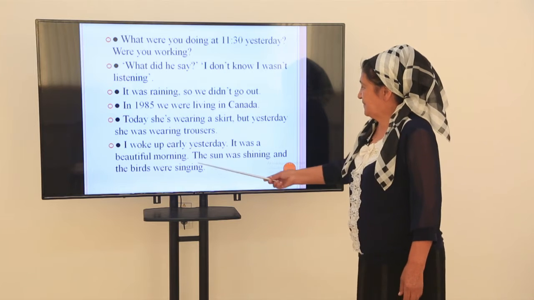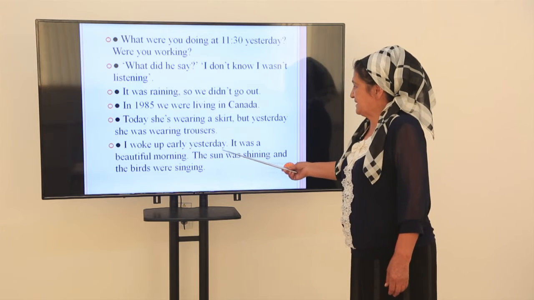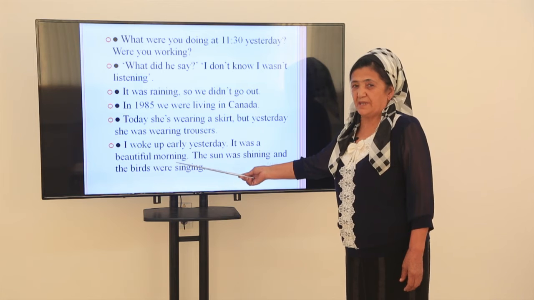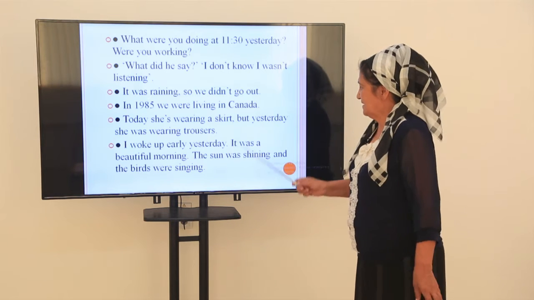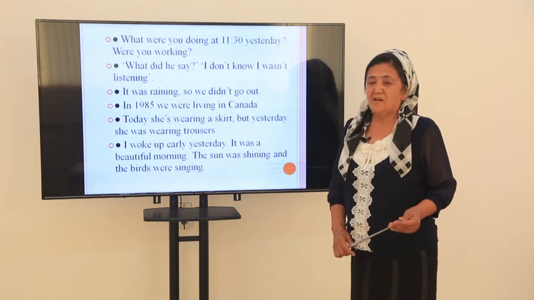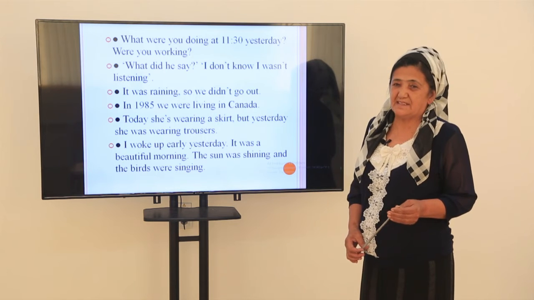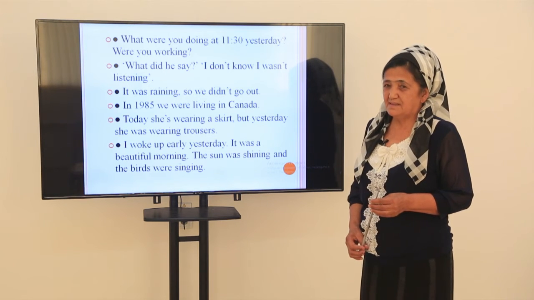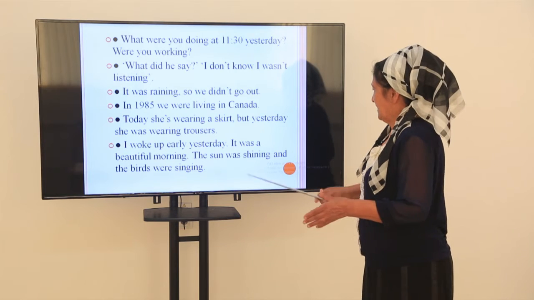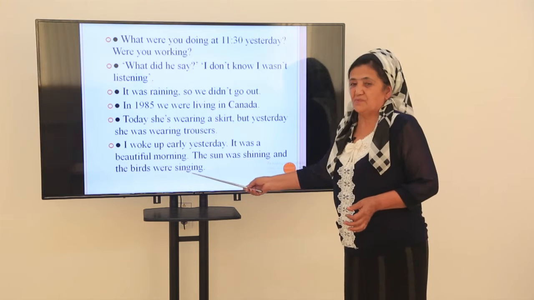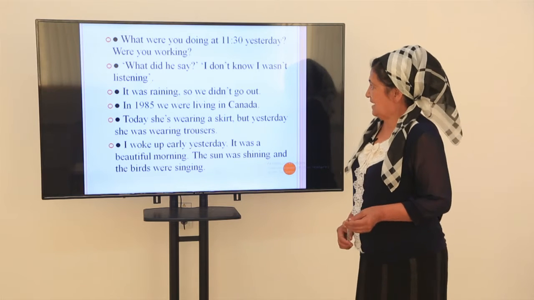The next. I woke up early yesterday. Yesterday. It was a beautiful morning. Completed actions. The sun was shining and the birds were singing. Where are past continuous tenses? Think over. Find. Okay. Did you find? Have you found? The sun was shining and the birds were singing. The actions are in the past.